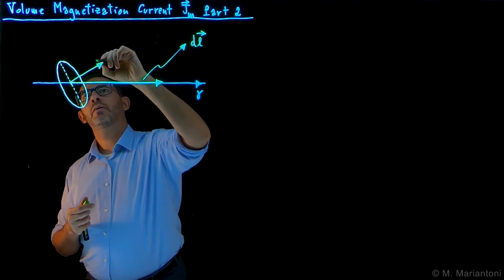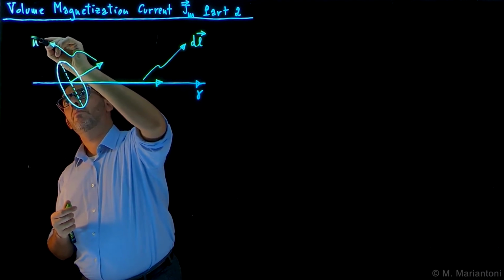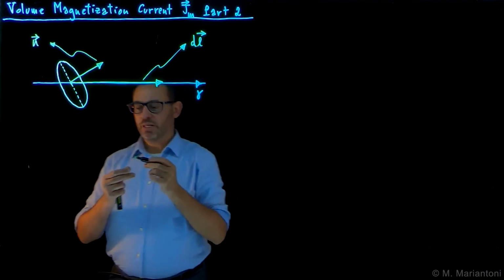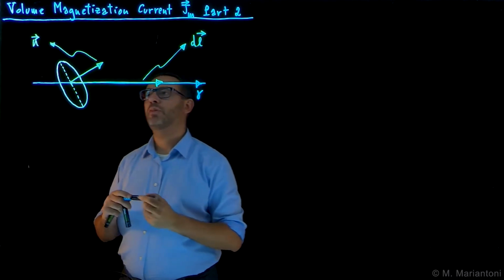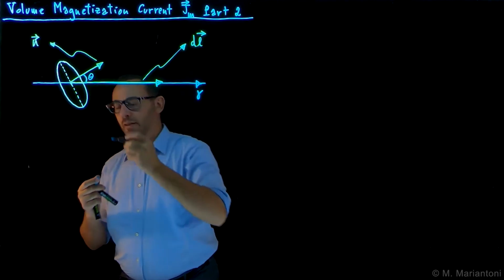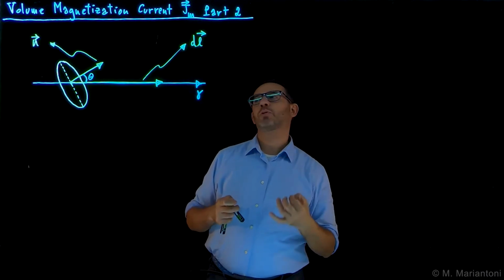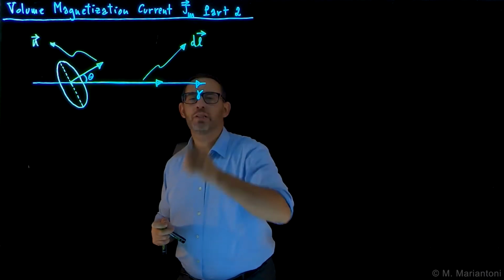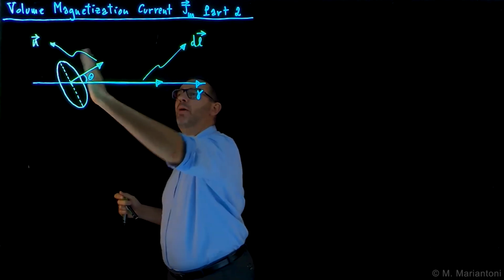This direction n, in general, forms an angle theta with the direction of dl. Again, if you're lucky and the average of all these loops occurrence happens to have the same direction of dl, then that's a lucky scenario. But let's consider a more generic scenario where they make an angle.